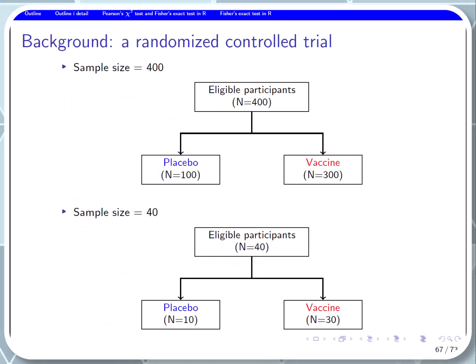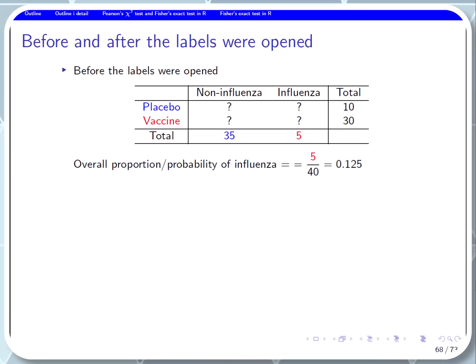Let's revisit a slide from the video Fisher's exact test, Part 1 background. Suppose due to limited budget and time, instead of 400 participants, 40 participants were included and randomized into two groups. 10 participants received the placebo and 30 participants received the vaccine. At the end of the study, 5 out of 40 participants contracted influenza.